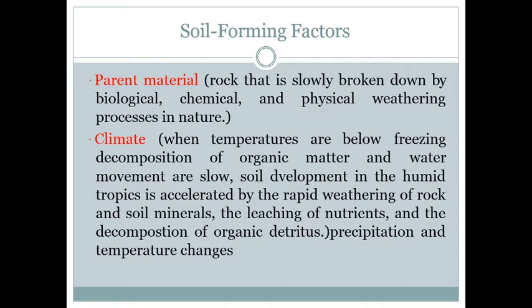In terms of soil formation, we have different soil forming factors. First, we have the parent material. The parent material is the rock that is slowly broken down by biological, chemical, and physical weathering processes in nature. Chemical weathering causes an alteration to the chemical composition of rock due to a reaction. Water, for example, that is slightly acidic can dissolve rock. That is an example of chemical weathering.